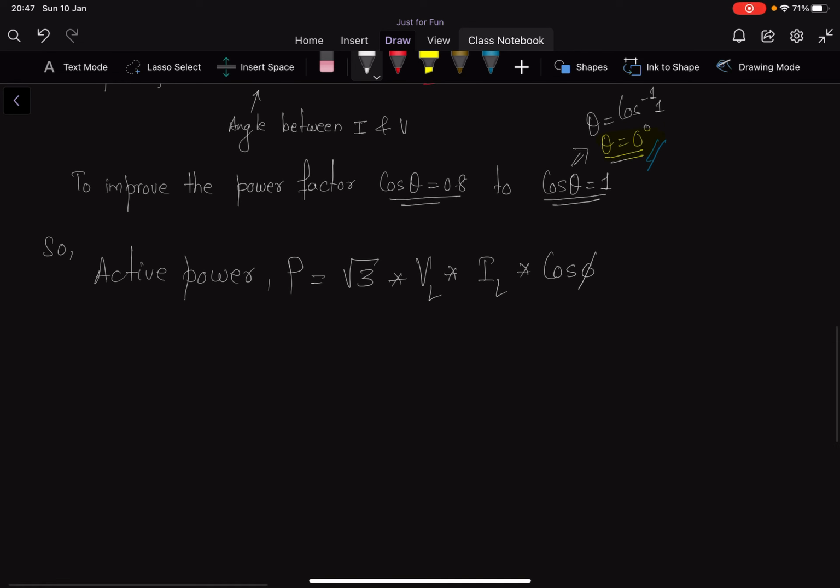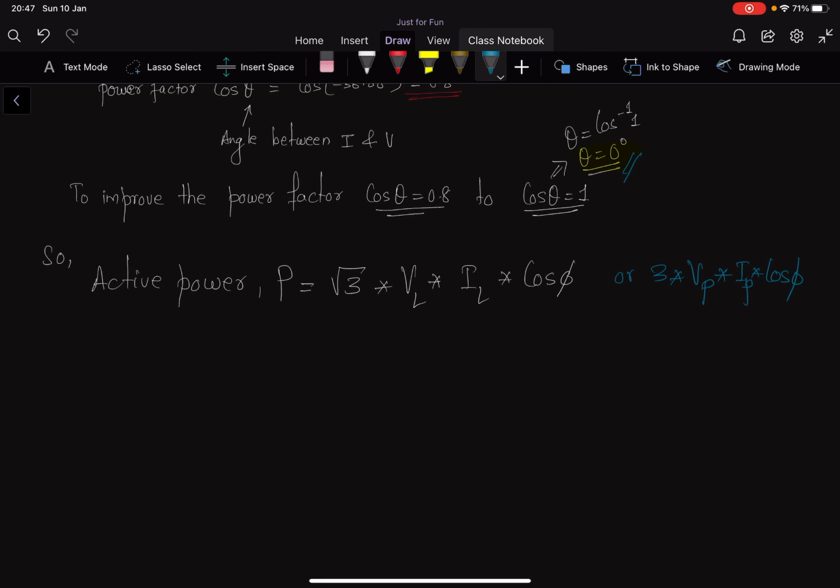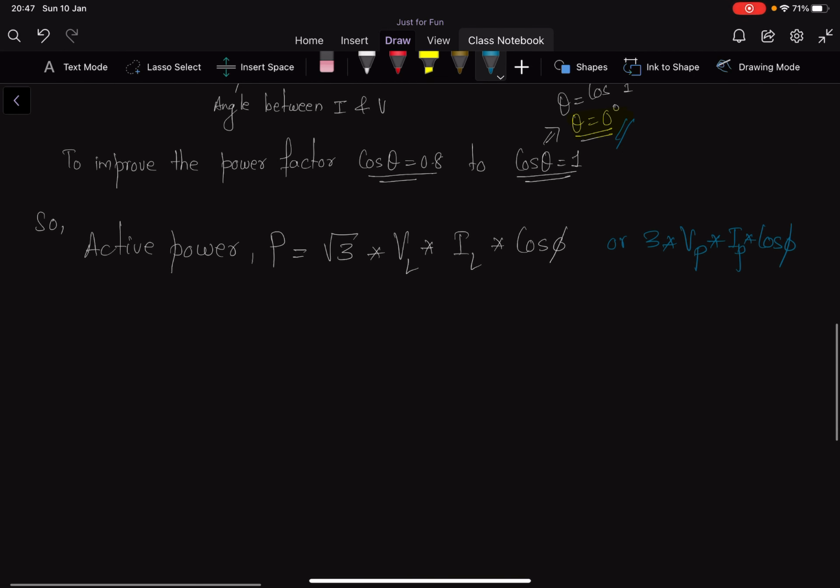I will write it here: 3 times VP IP cos phi is the same. You're going to get the same answer no matter which formula you use. So let's use this formula here.